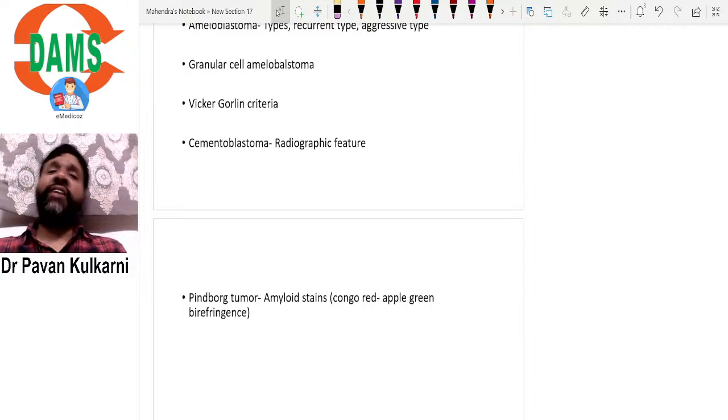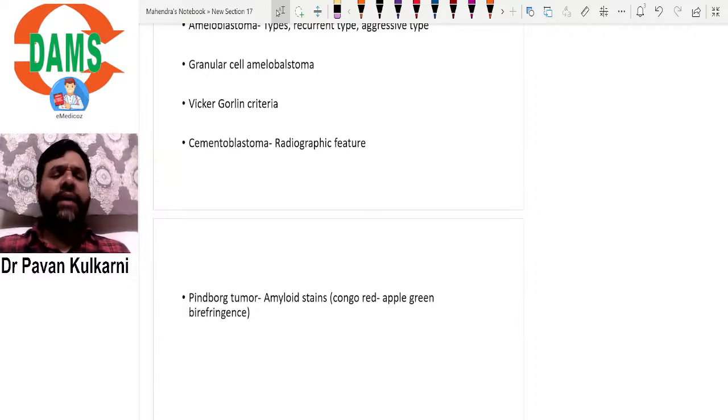Cementoblastoma is again a very favorite topic where the radiograph of cementoblastoma is very frequently asked. They will give you a mandibular first molar radiograph with a radio-opaque area attached at the apex. That is a characteristic lesion. You should know that about cementoblastoma. Remember, the radio-opaque area will be surrounded by a radiolucent ring.